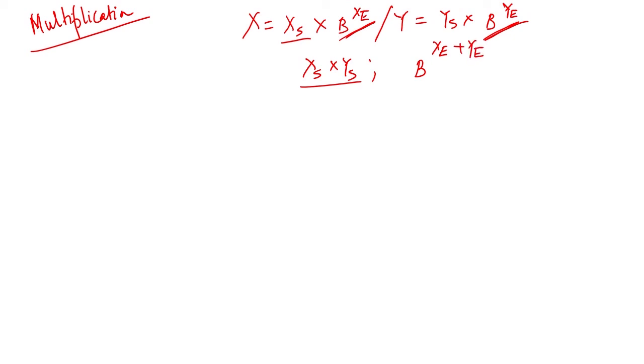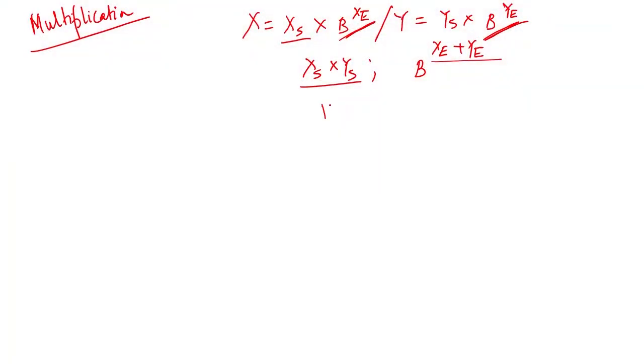But if you do it in a computer system and use the IEEE 754 format, then what happens? That base is already represented in the biased exponent. That means xe is nothing but the exact exponent plus the bias k.